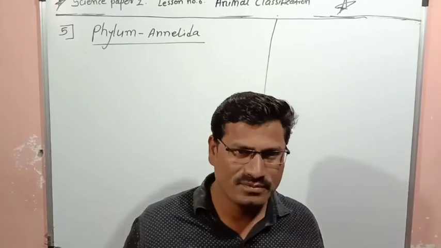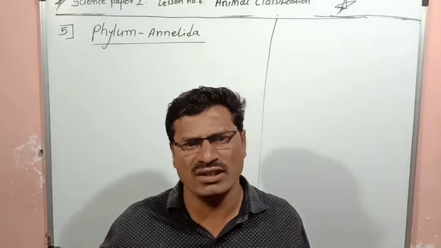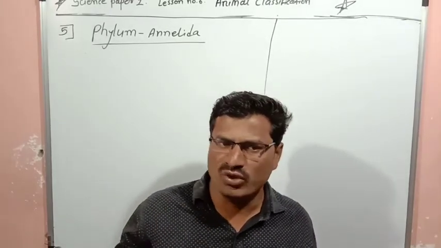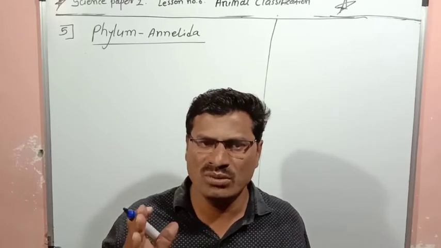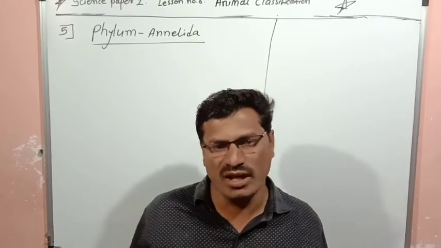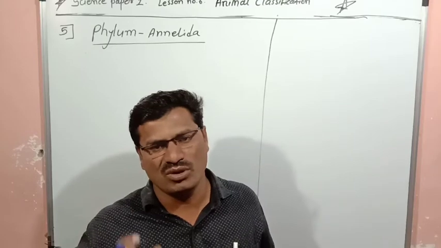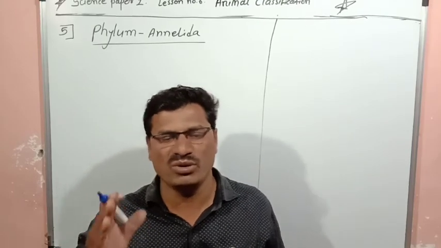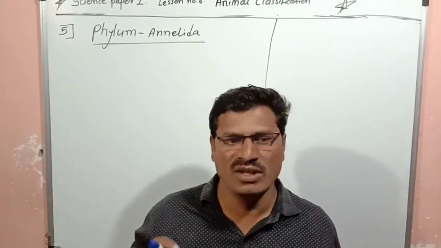Third, some Annelidans are ectoparasites. Ectoparasite means they are living on the body of another animal. They are living on the body of the host, or on the body of another living organism.